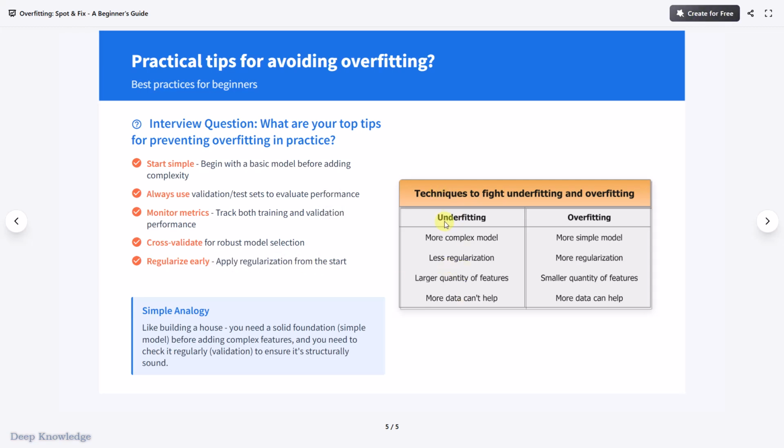Here you can see how to fix underfitting and overfitting. For underfitting, use a more complex model; it's just the opposite direction. Less regularization here, more regularization there. A larger quantity of features here, a smaller quantity of features there. More data can't help in underfitting, while here more data helps.